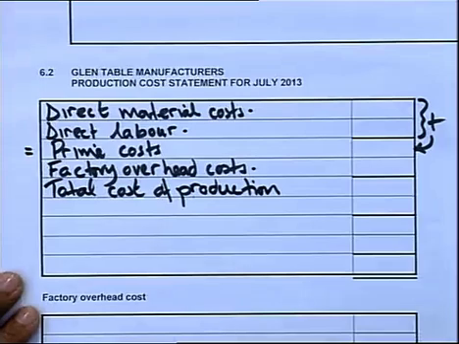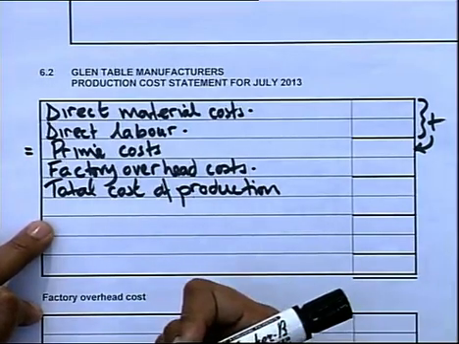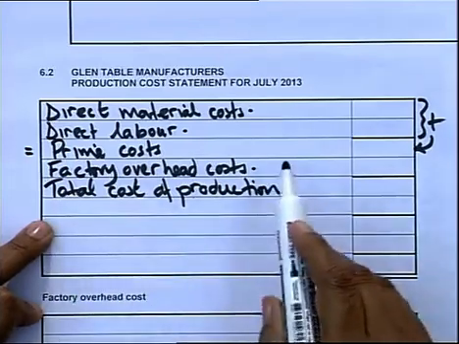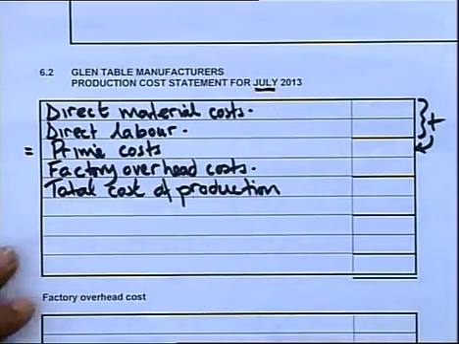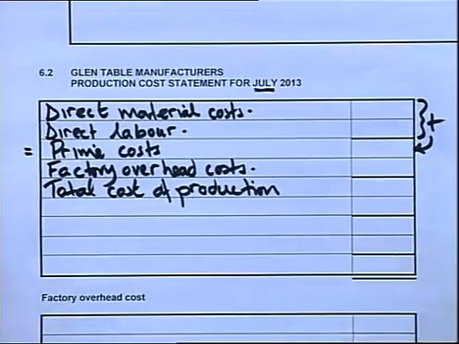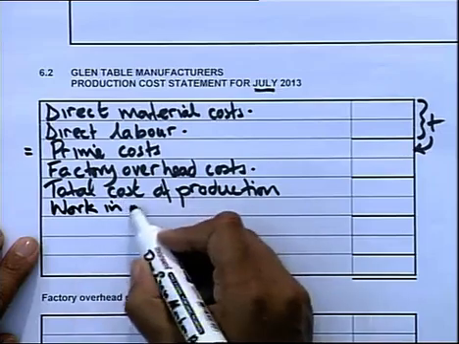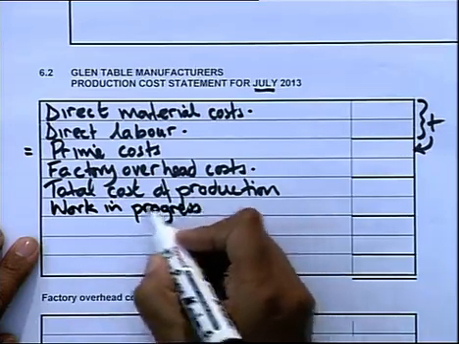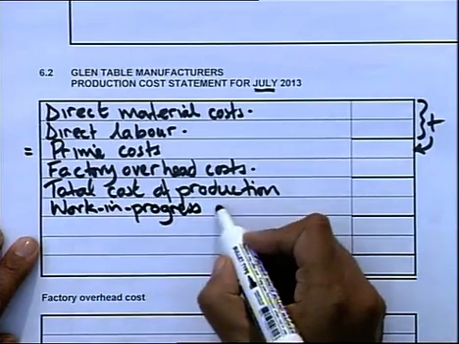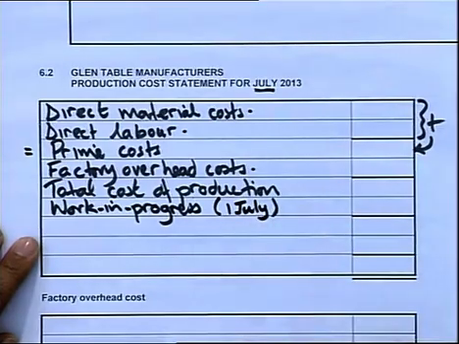Total cost of production. But at the beginning of the month, I might have had items left over that I did not finish in the last month. So this is my total cost of production for July, for this month. But in June, there could still be unfinished tables that I didn't finish. Maybe the legs are on, but I didn't varnish it or I didn't paint it yet. So that is what we call our work in progress. Okay, and that is from the beginning of the month. So that is as of last month or 1 July, my opening balance for work in progress.